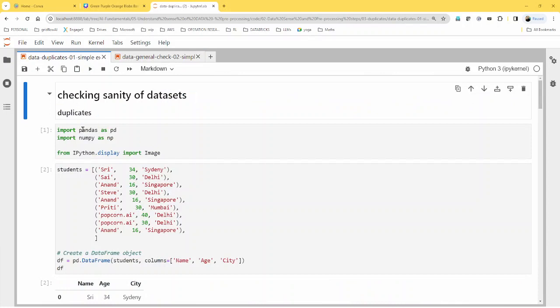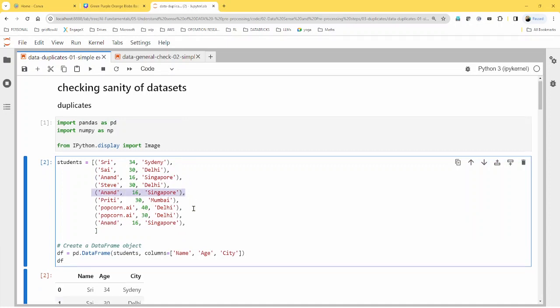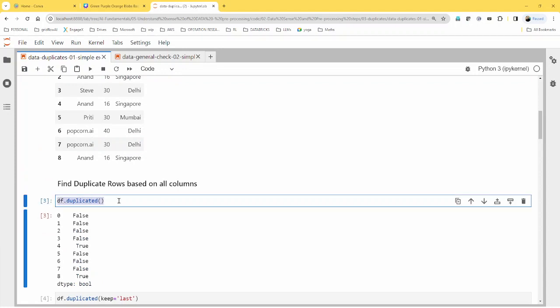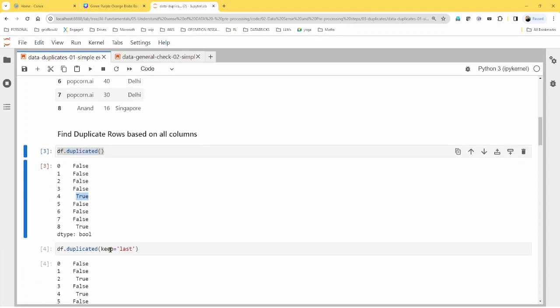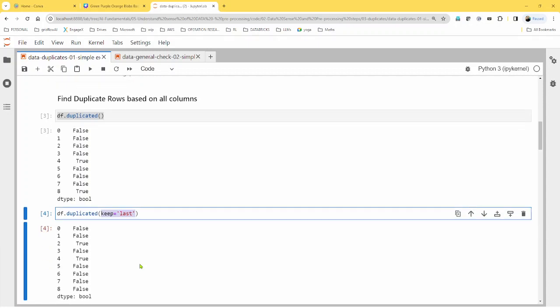And similarly, how to check the duplicates, quite easy. Let's say you have this data and here the duplicate values are Anand and Singapore. There's another Anand and Singapore here. So if you have that data and then ask the data frame to tell you whether you have duplicates or not, it's going to return a row marking true, that means duplicate. Pandas also lets you keep the last and first. That means it will show the last one as a duplicate, not the first one, and vice versa.